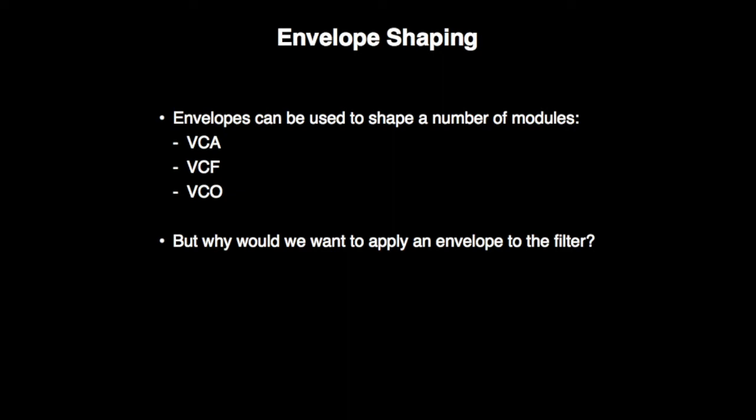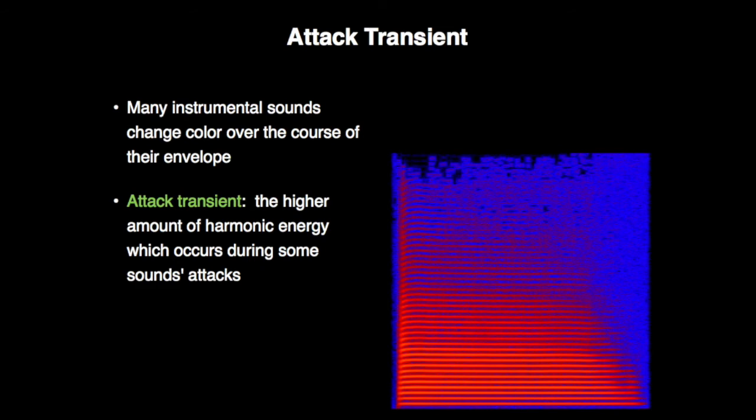But first you might ask, why would we want to apply an envelope to the filter in the first place? Well, it actually has to do with the way that timbre manifests on a lot of acoustic instruments. So many instrumental sounds change color, change timbre over the course of their envelope. So if you listen especially to, say, the sound of a plucked string instrument, if you listen to the very beginning of that note, there's this noisy sound. There's this burst of noise that happens when the pick hits the string. Listen again. You hear there's that click at the beginning.